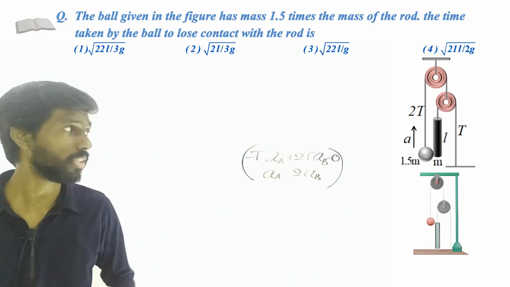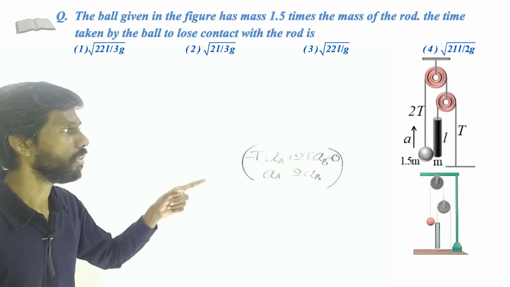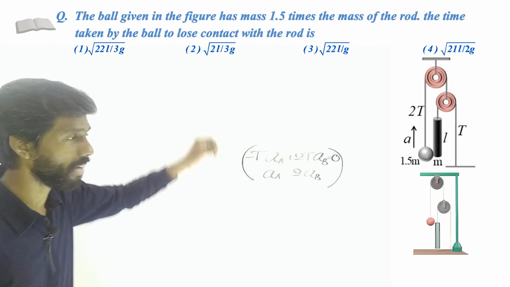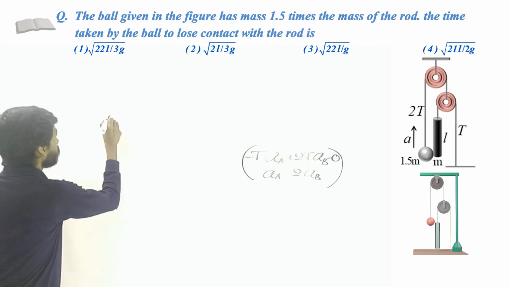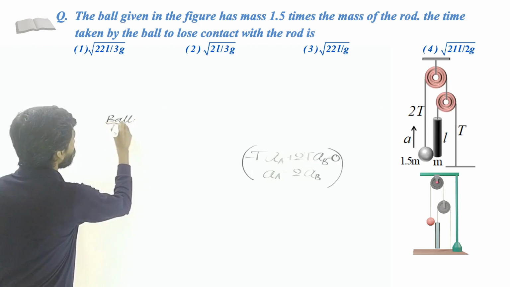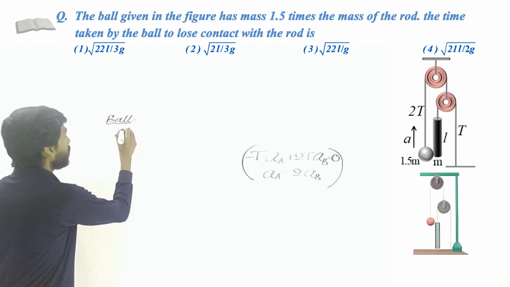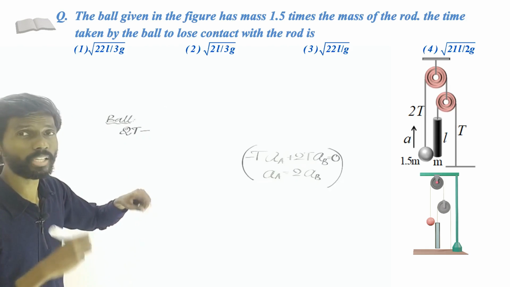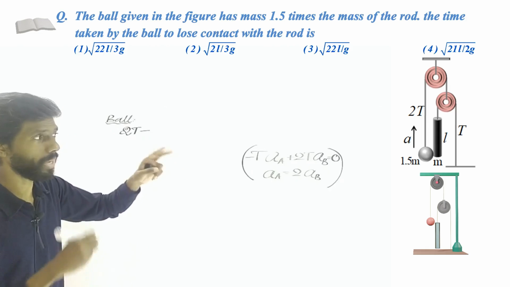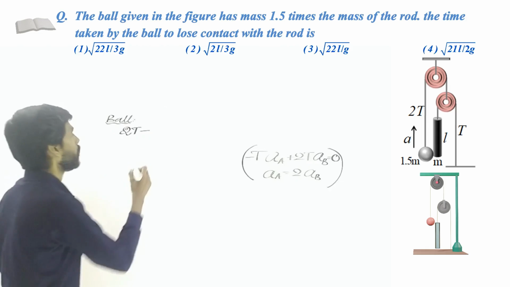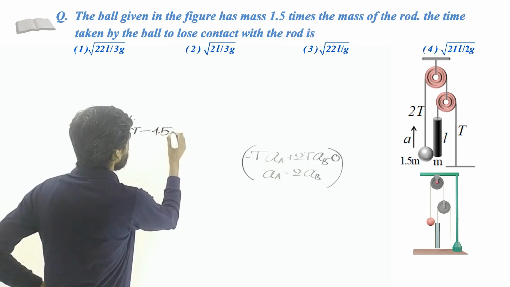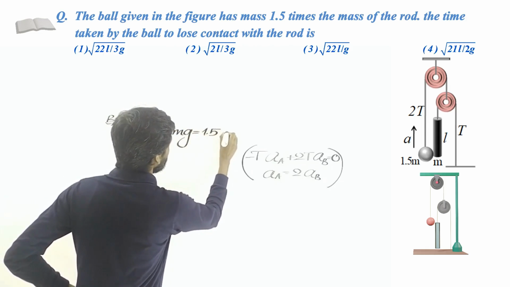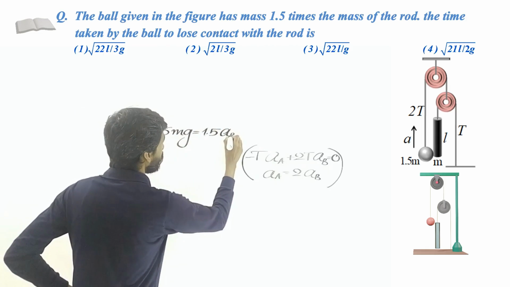Now let us use our equations. So what are the forces acting on the ball, right? That is the tension in the upward direction and also the gravitation force in the downward direction. So the tension in the upward direction is 2T, minus the gravitation force in the downward direction. The mass is taken as 1.5 times the mass of the rod, right? Mass of the rod is m. So this is 1.5 times m. So 1.5 m multiplied by g, that equals mass 1.5 m multiplied by the acceleration of B. Okay, so this is one equation.